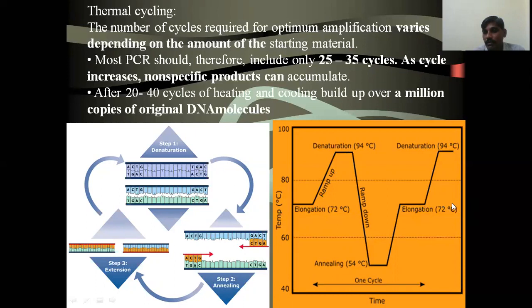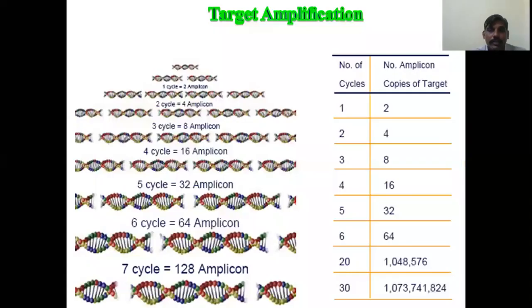Again, the first cycle of products serves as substrates for the second cycle. So that's why there is a link between the substrates and products. So finally, we are getting millions of copies of the original DNA molecules. Step 1, then step 2, step 3, these cycles are repeated nearly 25 to 35 times. That's why the PCR mechanism is based on thermal cycling.